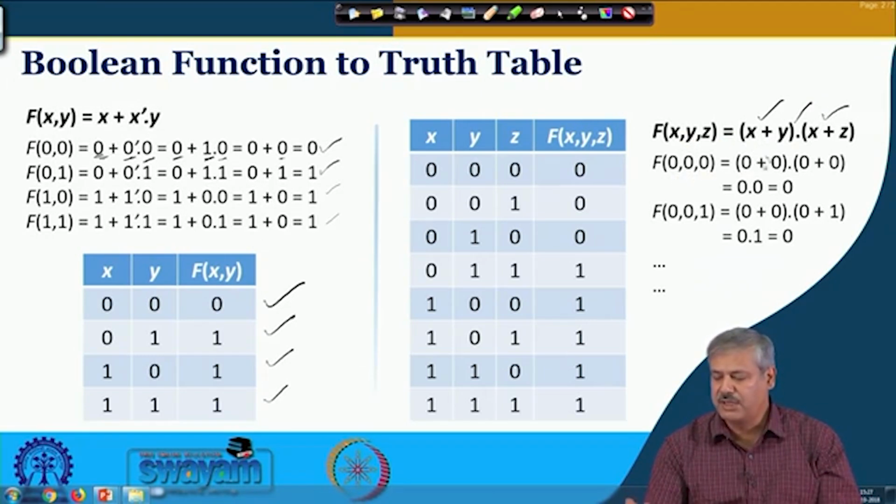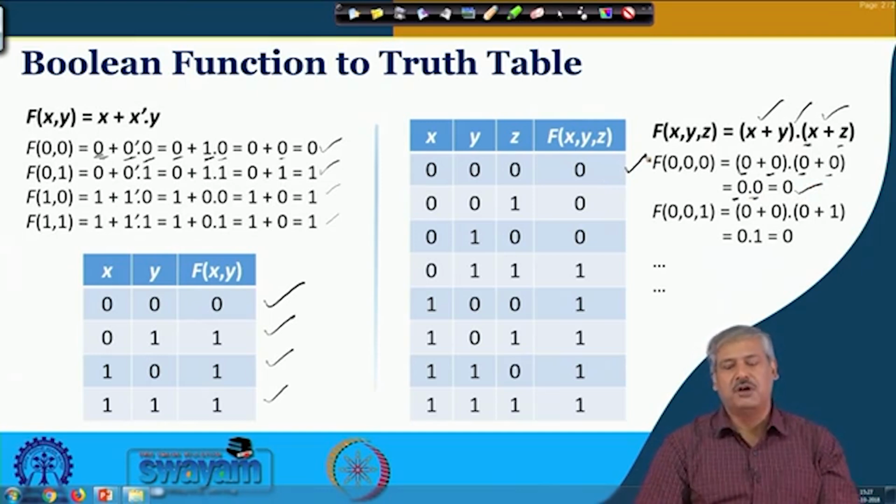So x and y both are 0. We put those values, so 0 or 0 becomes 0 over here. Then x and z, they are 0, so we substitute those values, and 0 or 0 is also 0. These two are ANDed, and we get 0. This completes the first row of this particular truth table.